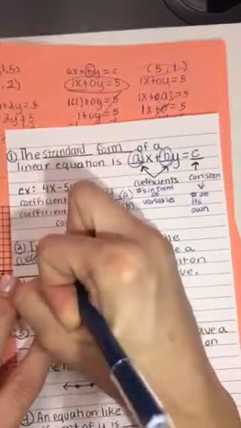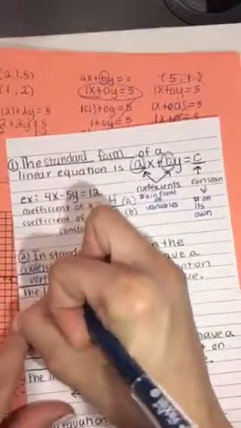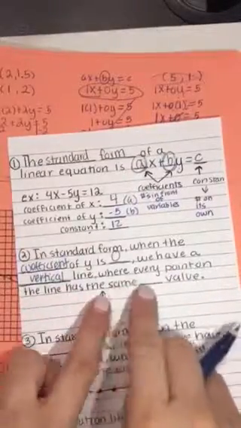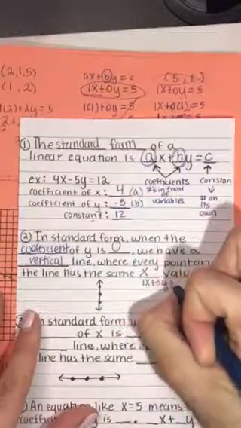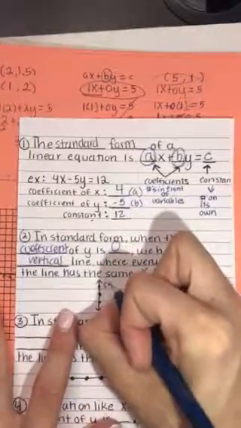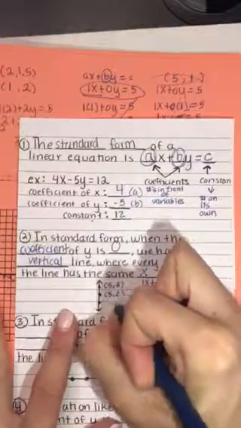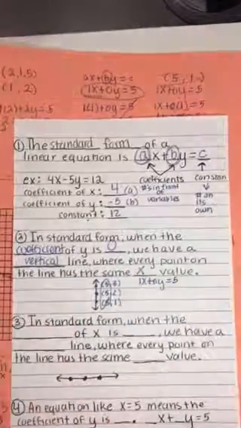So your notes say, in standard form, when the coefficient of y is 0, right here, the coefficient of y was 0, we have a vertical line where every point on the line has the same x value. So for instance, we had 1x plus 0y equals 5. So we had (5, 3), (5, 2), and (5, 1). You can find these because all the points will have the same x value.